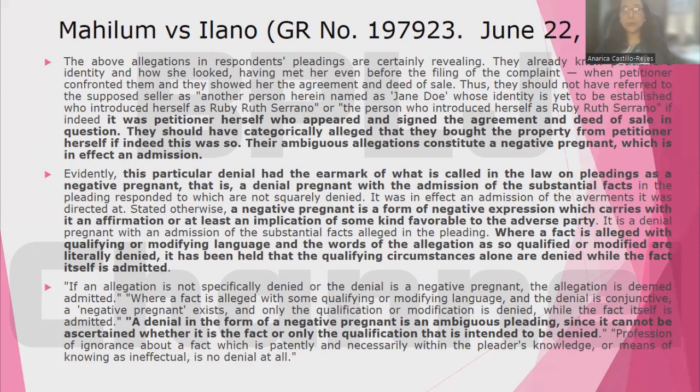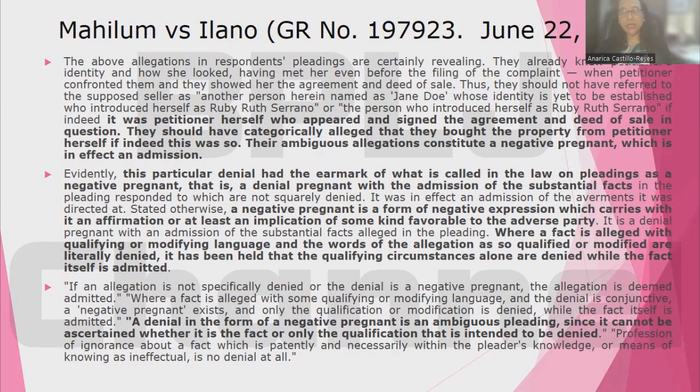It was the petitioner herself who appeared and signed the agreement of deed of sale in question. They should have categorically alleged that they bought the property from the petitioner herself, and if indeed this was so, their ambiguous allegations constitute a negative pregnant, which is an admission. This particular denial had the earmark of what is called a negative pregnant. That is a denial pregnant with the admission of substantial fact.